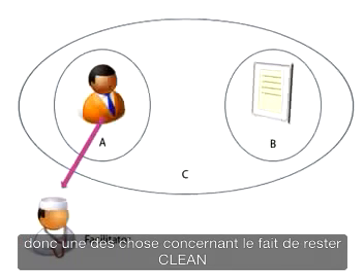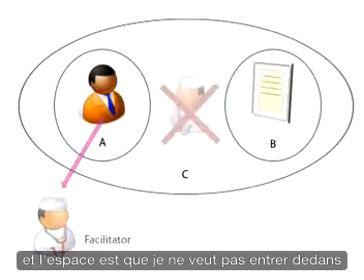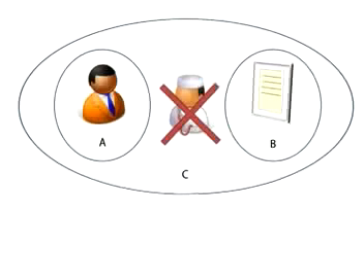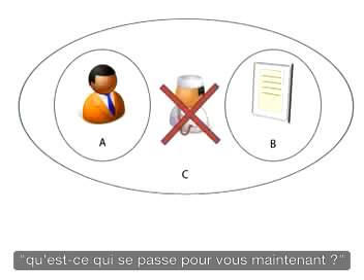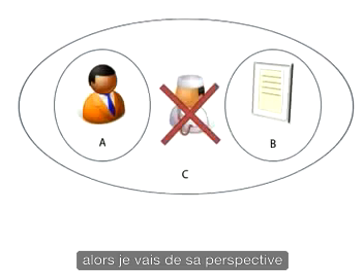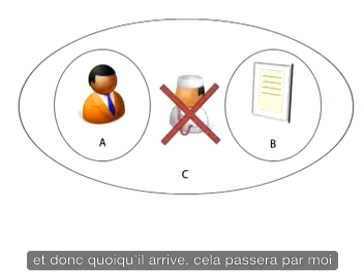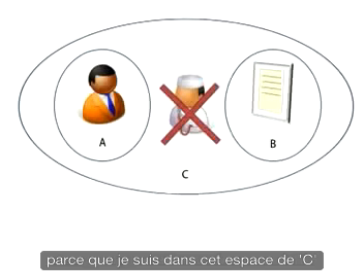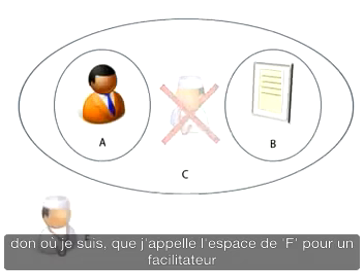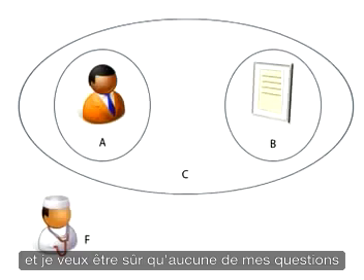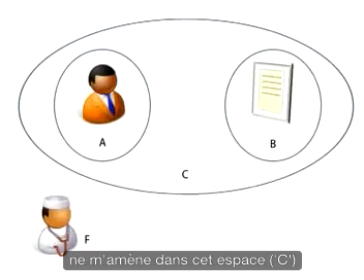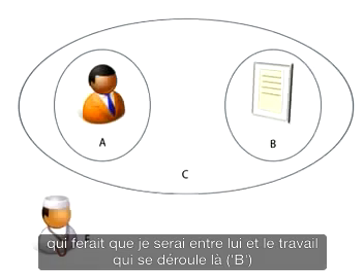So one of the things about keeping clean in the space is I don't want to get in there in between him. If I ask him a question, well, tell me what happened, or explain what's going on for you now, then from his perspective, I'll be moving from here and coming in between him and his work. So then whatever happens then has to go through me, because I'm sitting in that space of C. So where I am is what I call a space of error for a facilitator, and I want to make sure that none of my questions drag me into that space, so that I'm in between him and the work that goes on there.